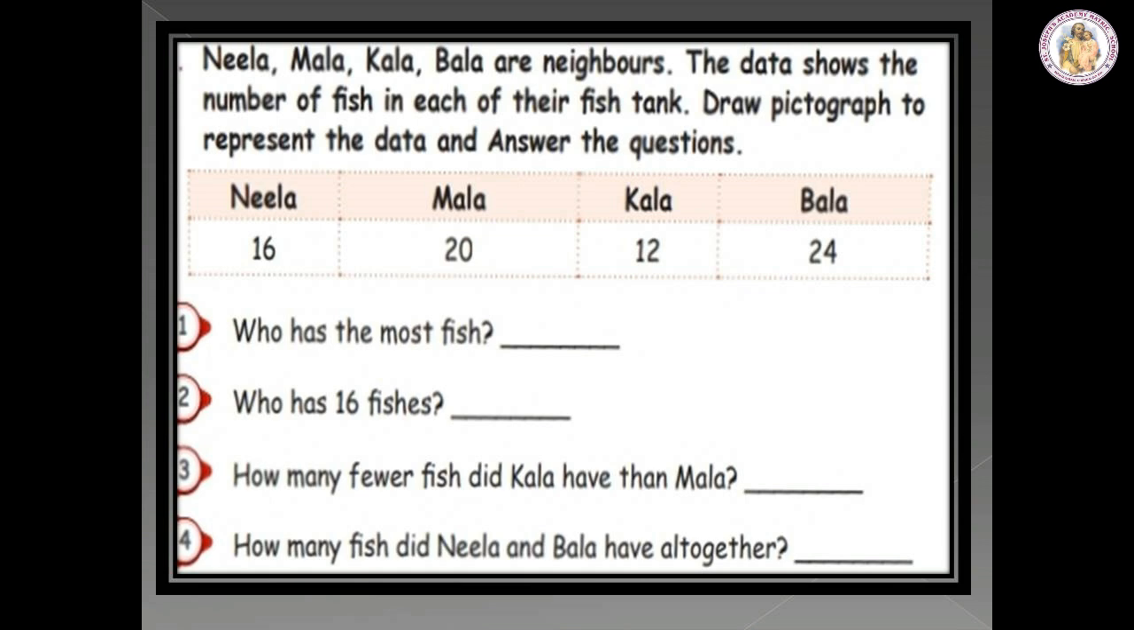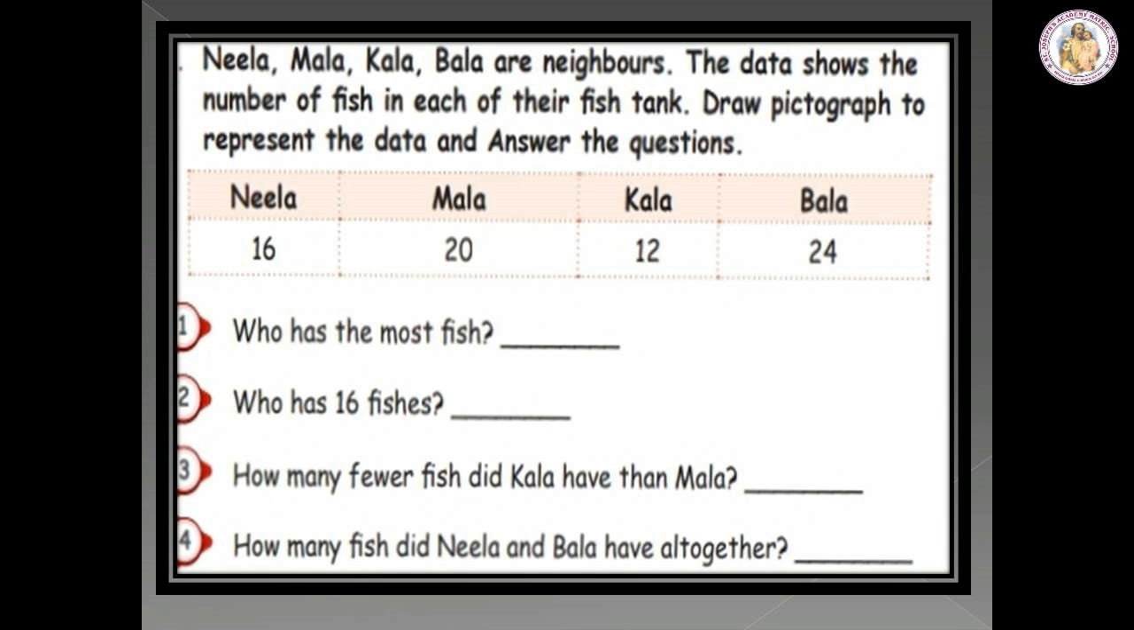Let us see the word problem. Neela, Mala, Kala, Bala are neighbors. The data shows the number of fish in a fish tank. Neela, Mala, Kala and Bala, these are the 4 students. They are called neighbors. Neela has 16 fish, Mala 20, Kala 12 and Bala has 24.